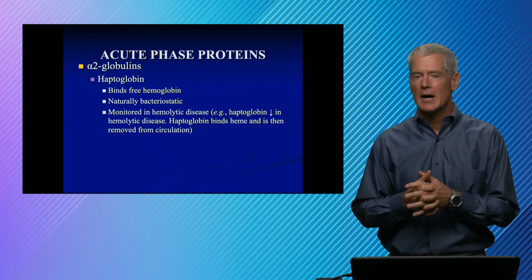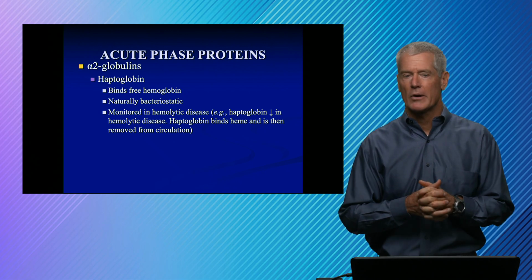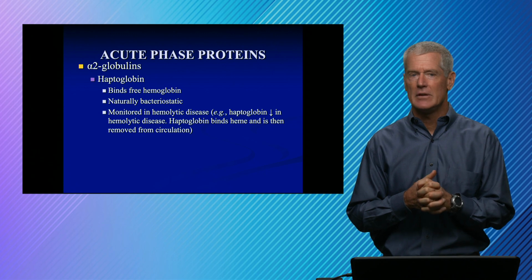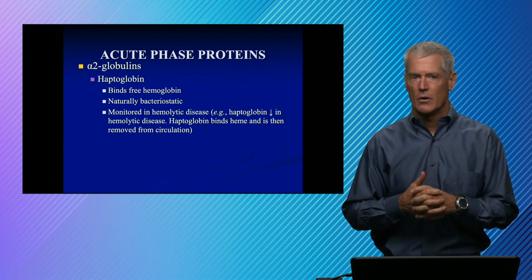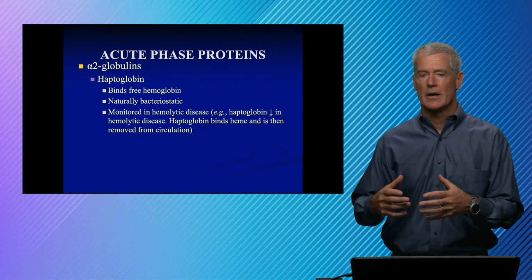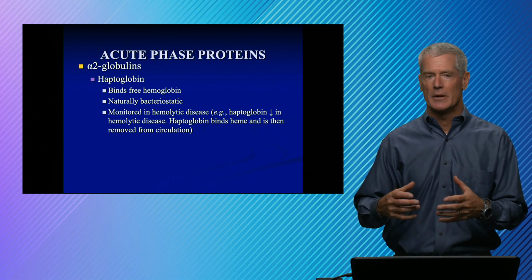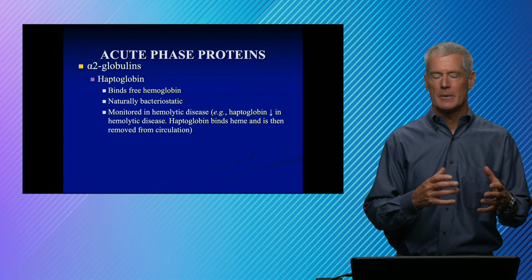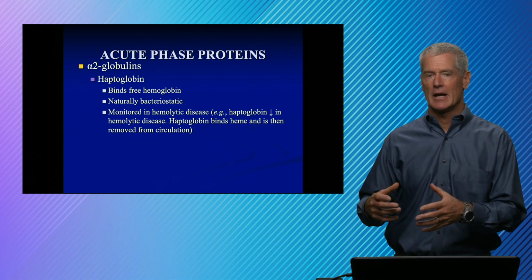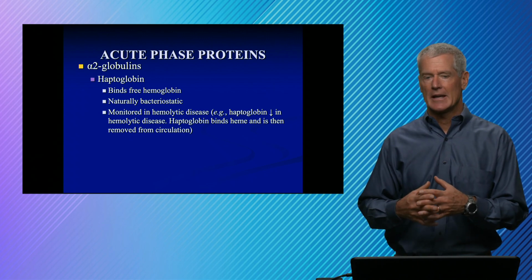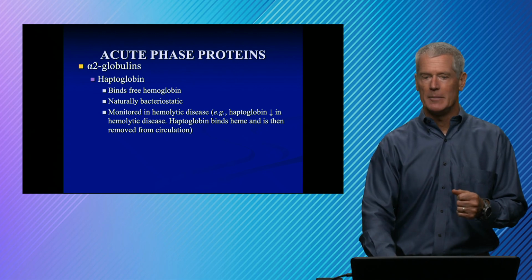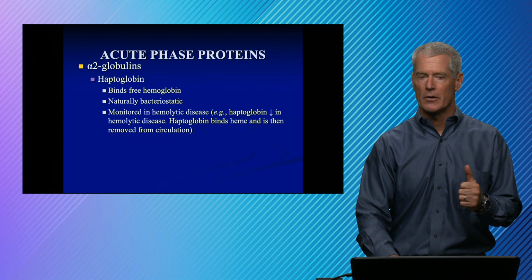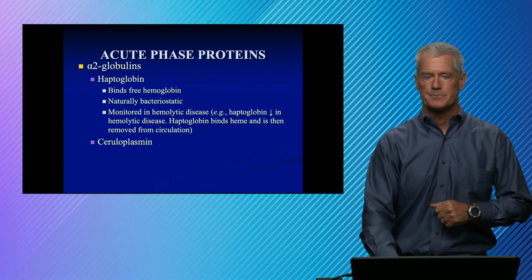We measure it commonly in clinical practice as an indicator of in vivo hemolysis. So basically, if you're lysing red cells, you're going to release hemoglobin. That's going to bind to haptoglobin. The haptoglobin is going to be catabolized by the liver. And so in that case, you're going to get a low haptoglobin. And again, we would do that with an immunoassay as opposed to serum protein electrophoresis.